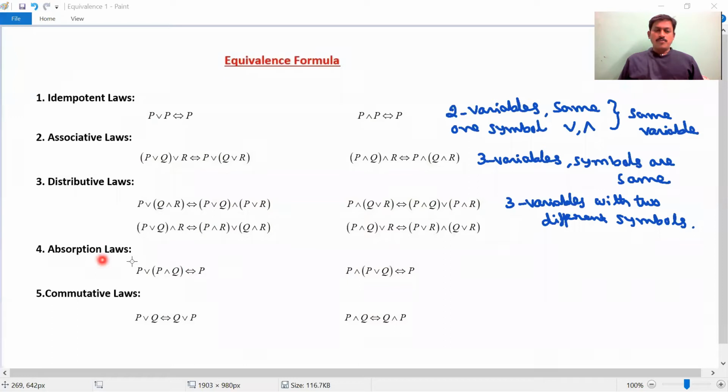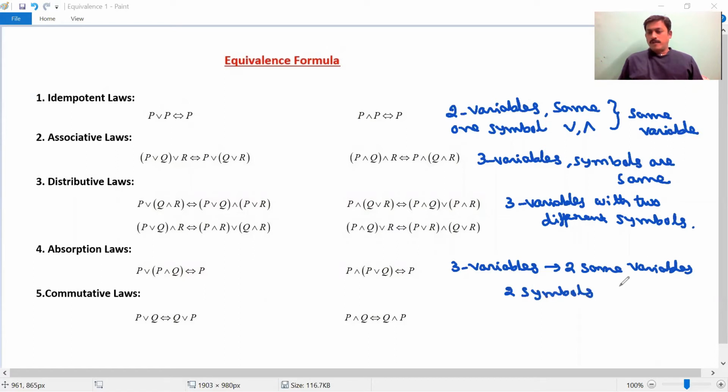Next one, absorption law. P or (P and Q) equivalent to P. Dual of this is P and (P or Q) equivalent to P. If you observe this, here three variables are involved, in that two are the same variables, and two different symbols. The result will be the same variable.